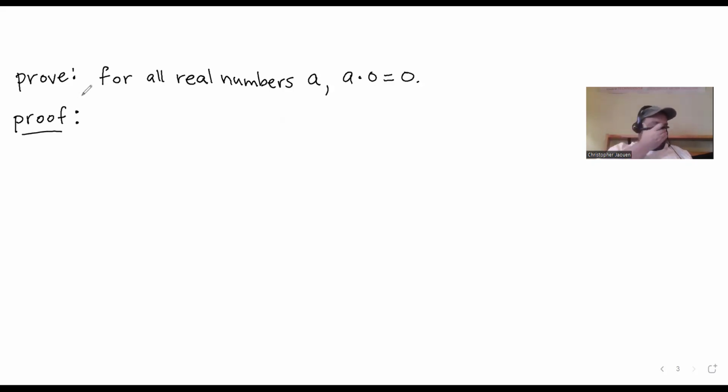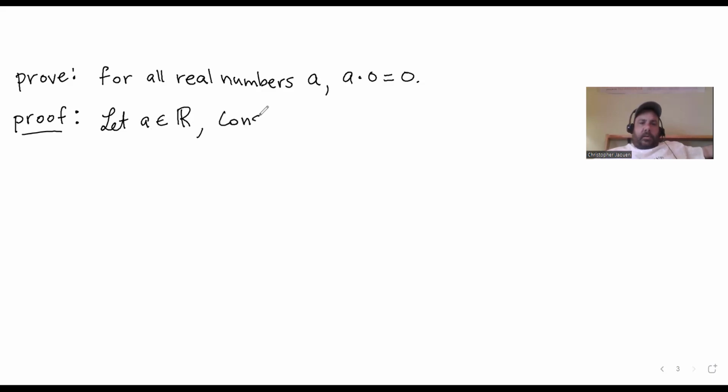All right, so to prove this, again, we'll do this using the axioms. So we'll start with: let A be a real number. I don't know why Zoom is being so weird with my XP pen right now, but I'm doing my best. I hope it's not too distracting. So let A be a real number.